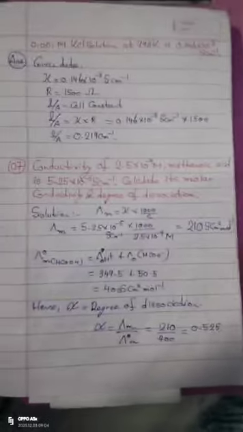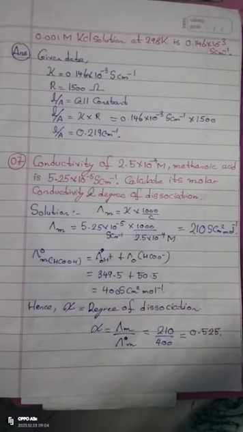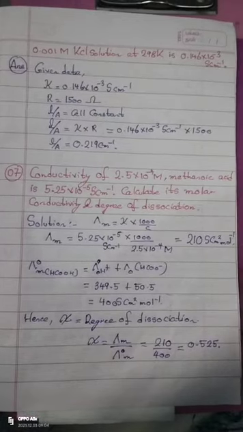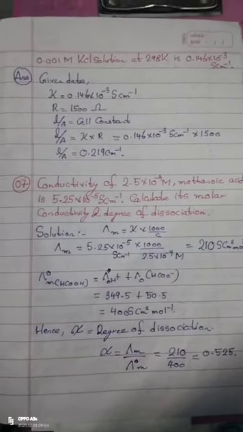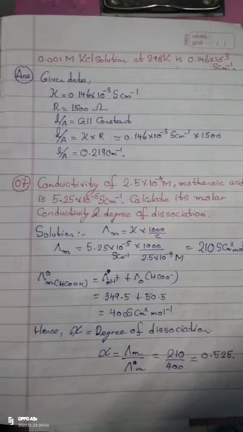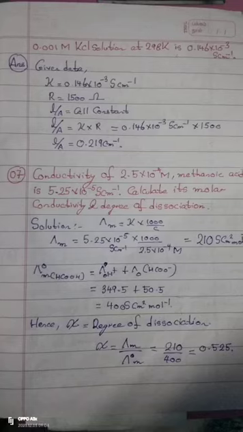The last question of this post. The conductivity of 2.5 × 10^-4 molar methanoic acid, which is formic acid, is 5.25 × 10^-5 Siemens centimeter inverse. Calculate its molar conductivity and degree of dissociation.